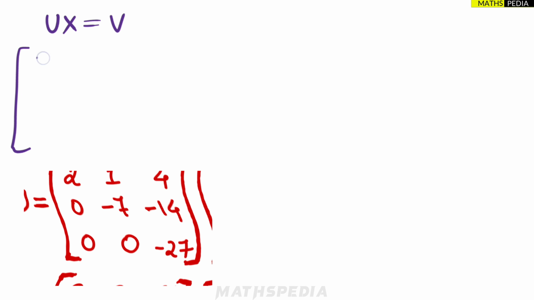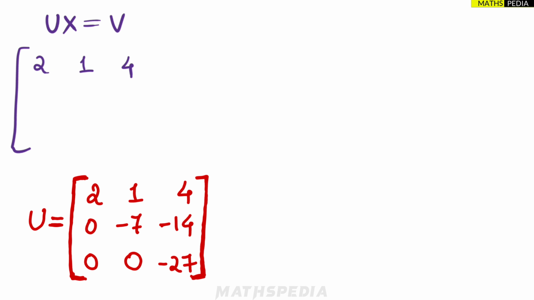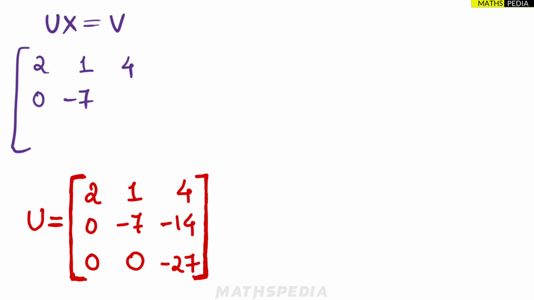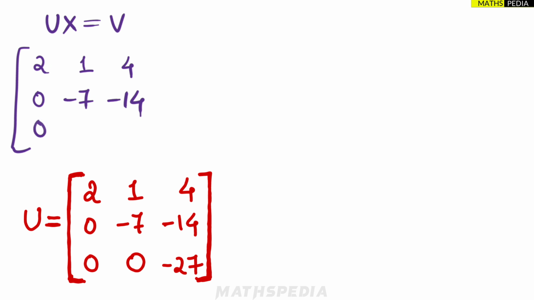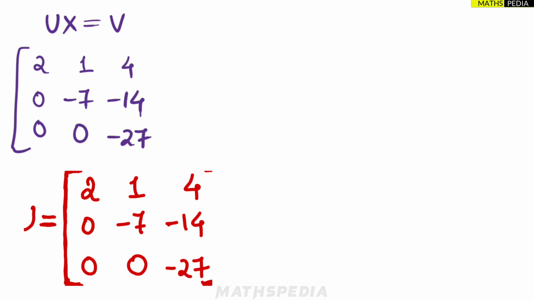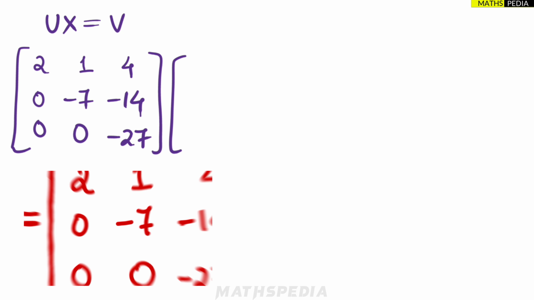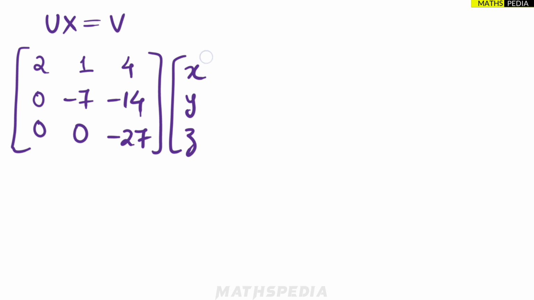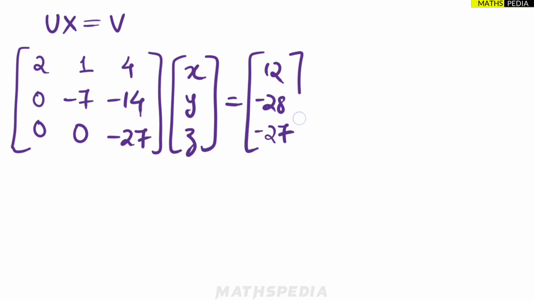Okay, so the next step is basically to write Ux equal to V. Now what is U? We have to write the U matrix, which is 2, 1, 4; 0, minus 7, minus 14; 0, 0, minus 27, multiplied with the x value, which is x, y, z, is equal to the V value. We already got it, which is 12, minus 28, minus 27. Now from this I have to get the values of x, y, z. This is the last step we are going to do.